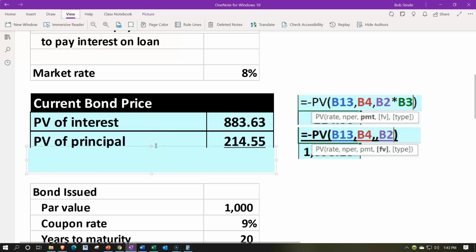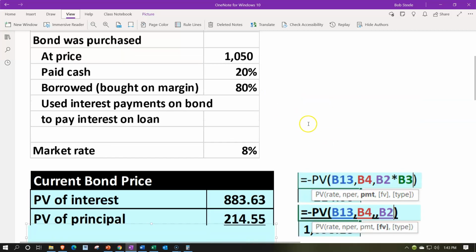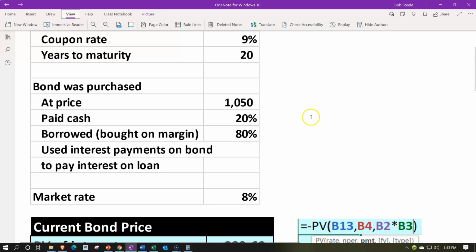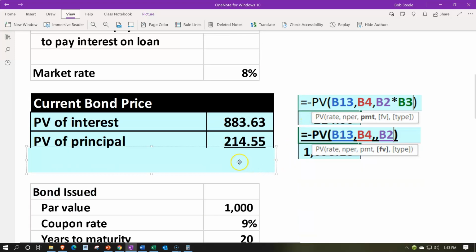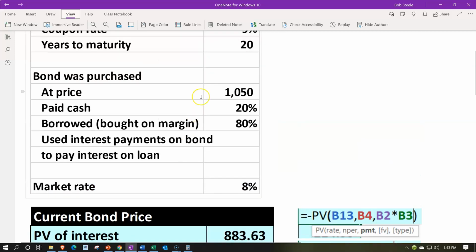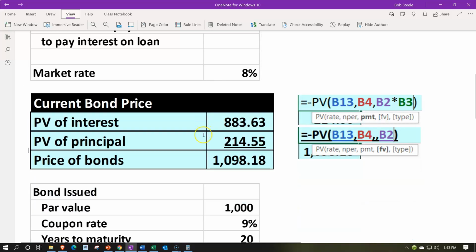Then we're going to present value the 1,000 that we would get back. We have the present value, the rate, 8%, comma, number of periods is 20, and then comma, comma, because this is not an annuity but present value of 1, the future value being the 1,000. That's going to give us the 214.55. Adding those two up would give us the 1,098.18. So we paid $1,050 for it. It's now standing, we think we can sell it at 1,098.18.